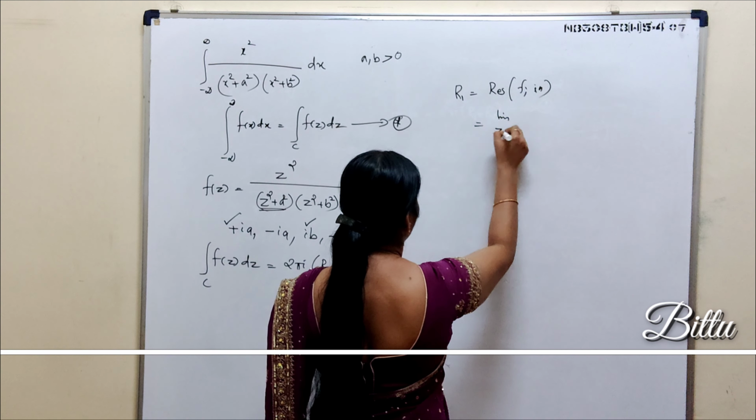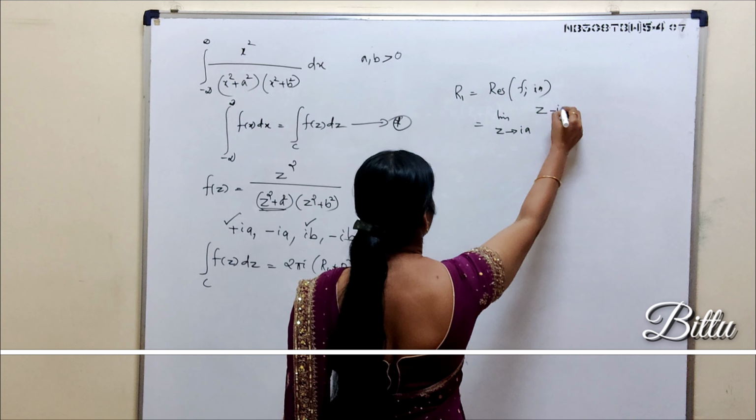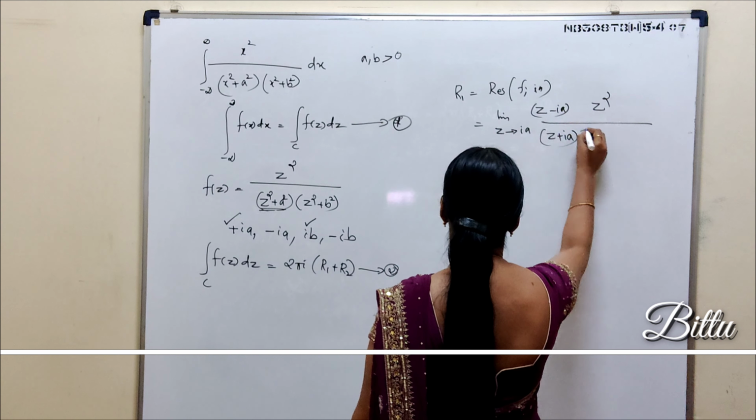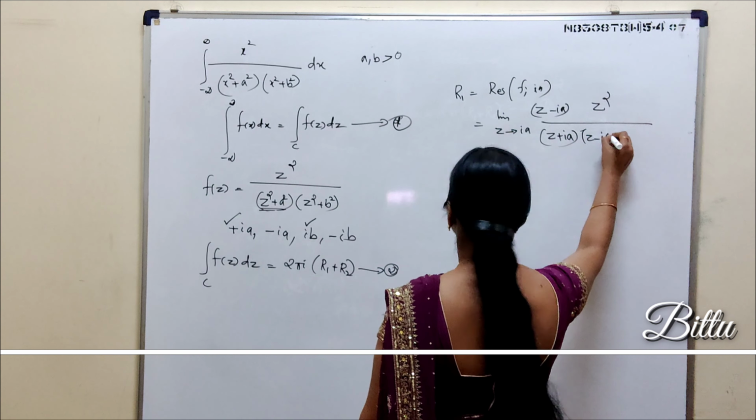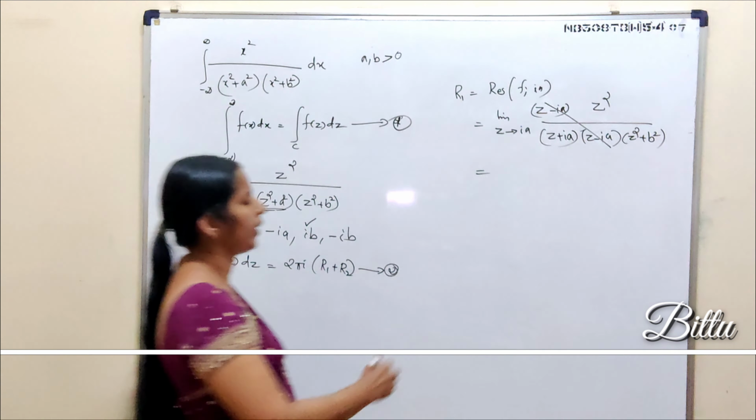Since it is a single pole, it is limit z tends to ia of (z minus ia) into f(z). The factorization of f(z): we have to cancel this term, so we need to factorize only this term by evaluating r1. So (z plus ia) into (z minus ia) into (z square plus b square). This will cancel each other.